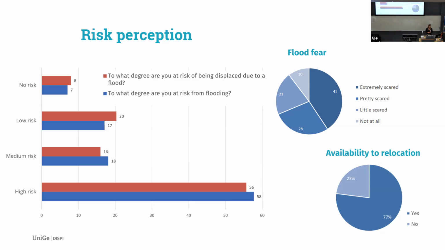And here again, many people reported to be at high risk or medium risk, and it is really interesting. Other two components are flood fear and availability to relocation. Many of them reported to be extremely or pretty scared about flood and also available to relocate.